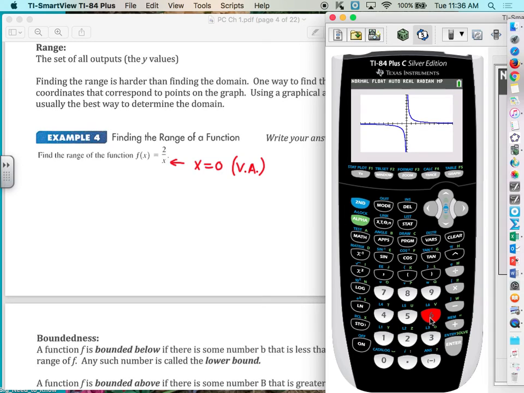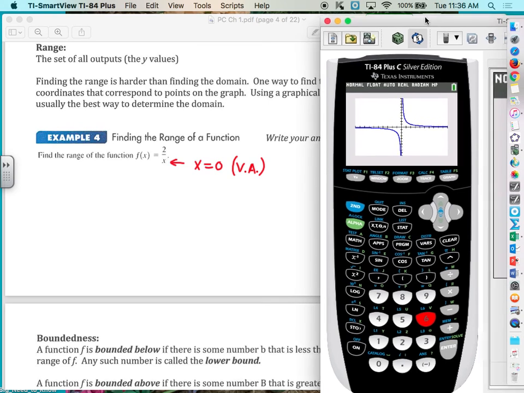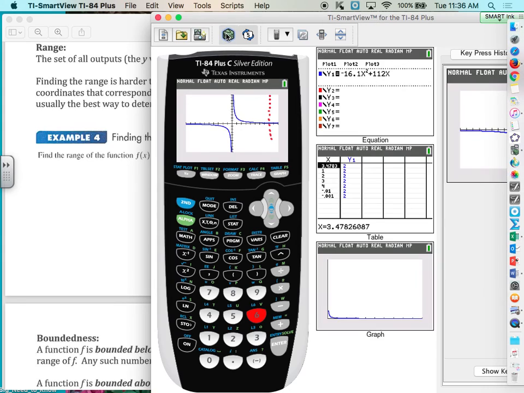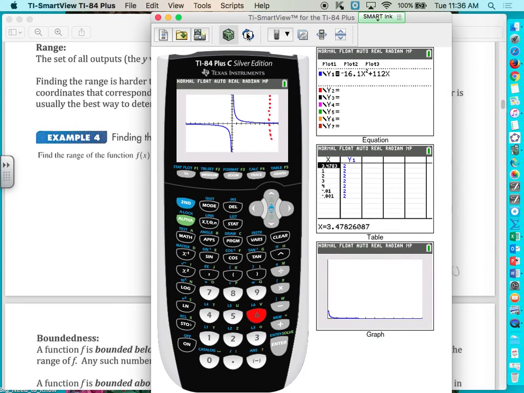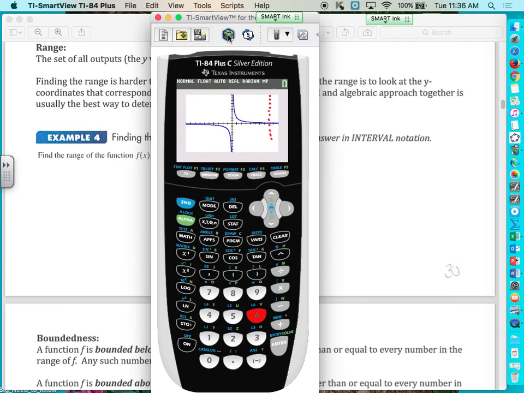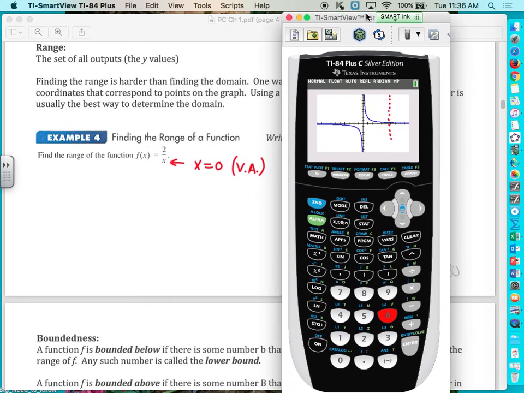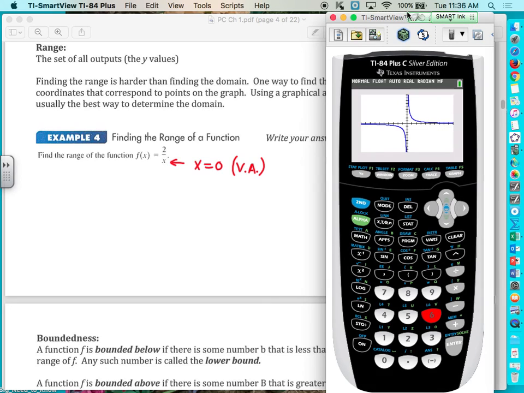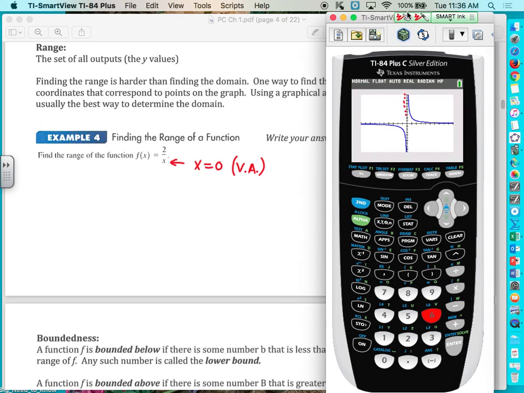X can't equal 0 because that's going to be 2 divided by 0, which is undefined. So that vertical asymptote at x equals 0 doesn't want to show right on the calculator. There we go. So a vertical asymptote at x equals 0, that would affect the domain.